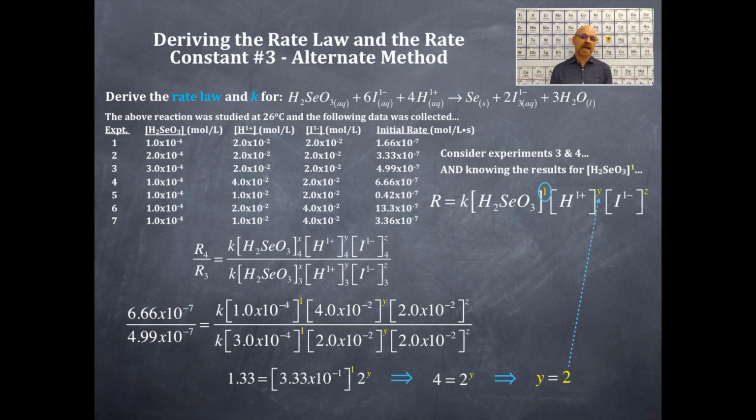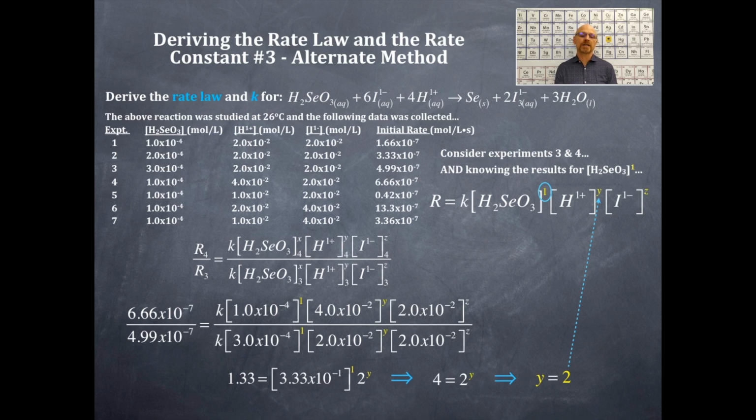Again, to recap on this, what we did is we knew the order with respect to H2SeO3, that's a 1. So now it doesn't matter that this changes with the experiments 1 through 7. We are looking for the hydrogen ion and the iodide ion, where one of them is being constant and the other one changes. And we don't really care about the rate, whether it is a nice, pretty number or not.